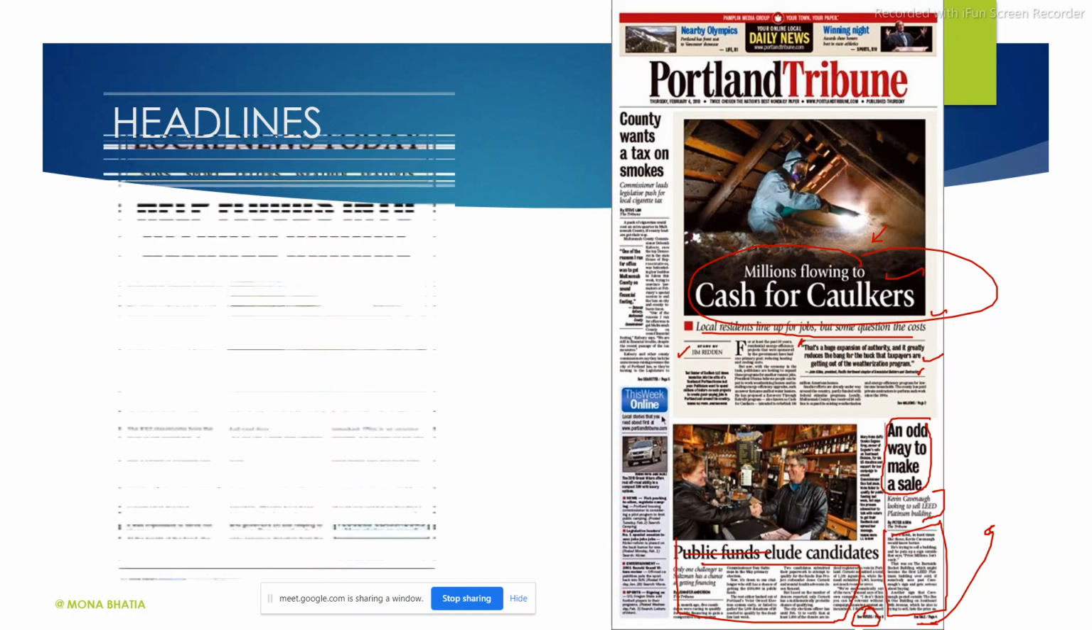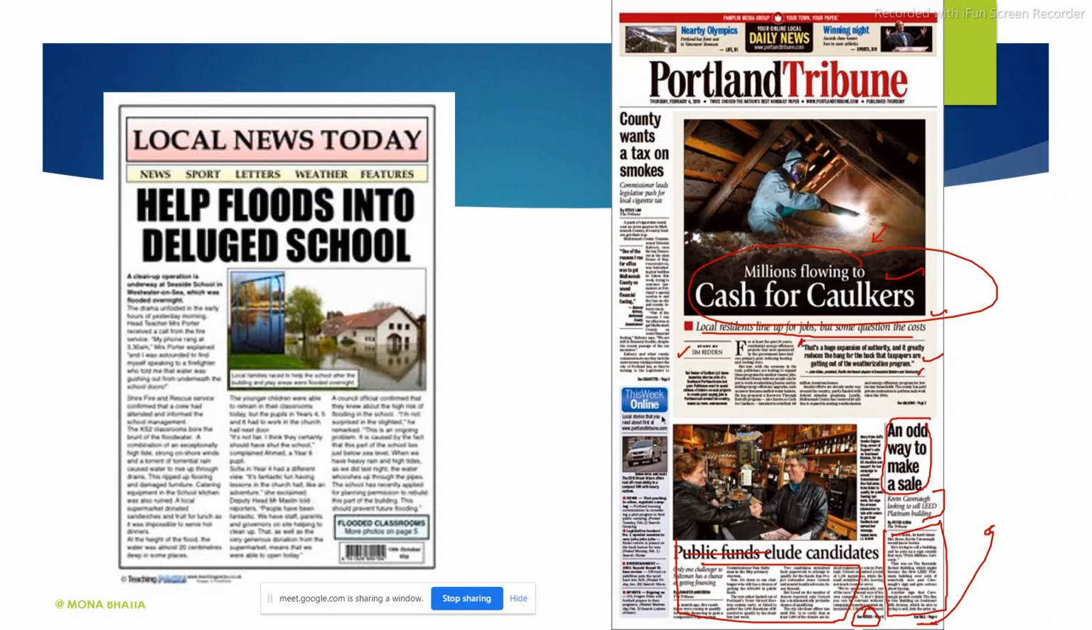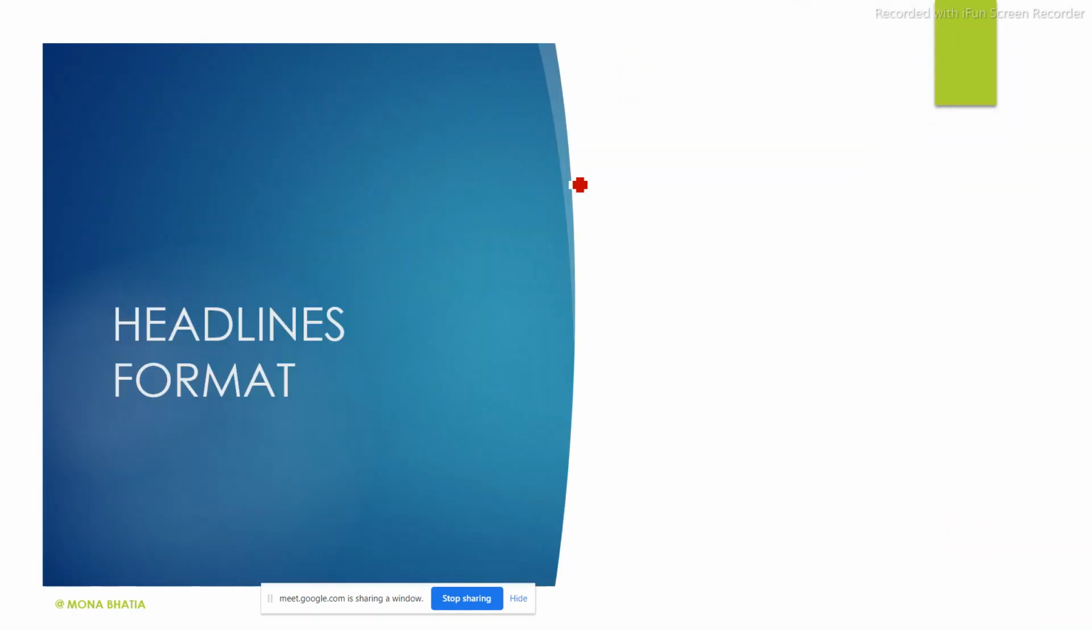All right, now we can also see local news, how help floods into deluged school. Okay, so there is nothing special in this. They have basically given you only one news on one paper. So this may be a tabloid or something local, because it is local news. Most probably it is going to be a tabloid paper. So this is how they fitted the headline here. Okay, let's go ahead and we'll see what are the different types of headline formats.